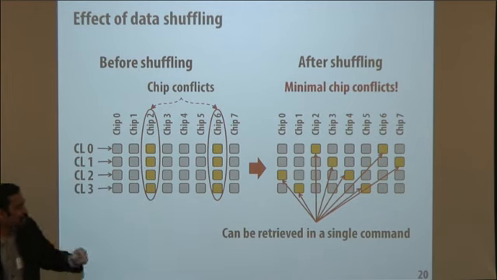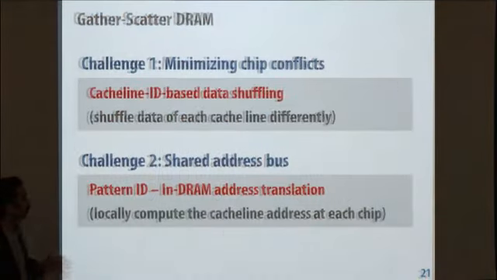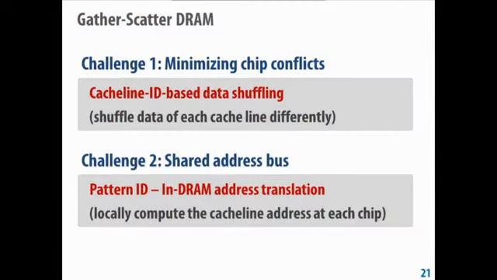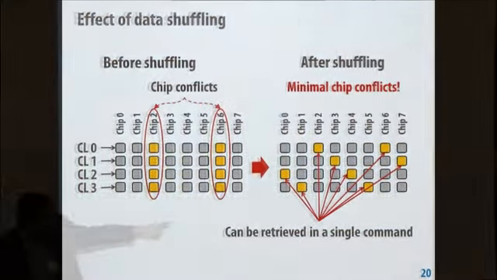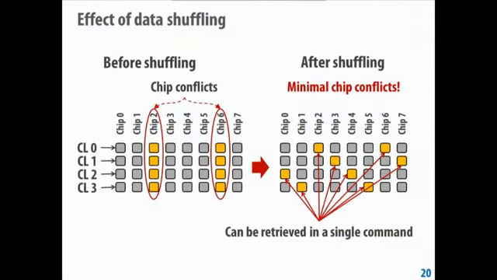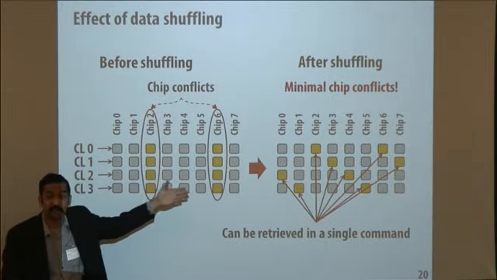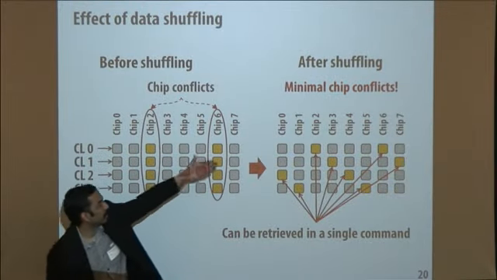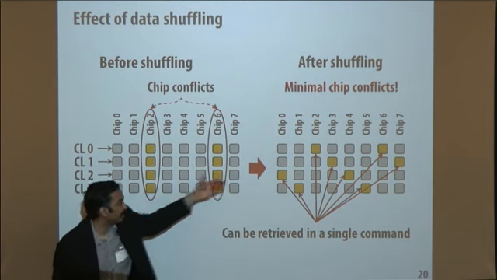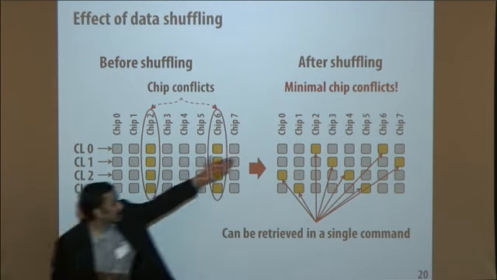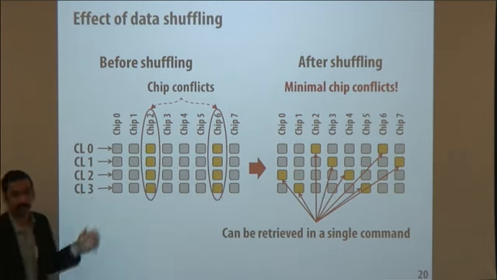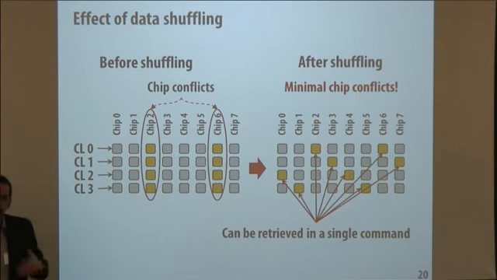To quickly jump into the second part of the mechanism: these values can now be retrieved using a single command, but the memory controller has to somehow provide different addresses to different chips. Chip 0 has to be given address 2, while chip 1 has to be given address 3. So how is the memory controller going to do it? Like I mentioned before, one way is to have different address buses to each chip, but that's going to be costly.